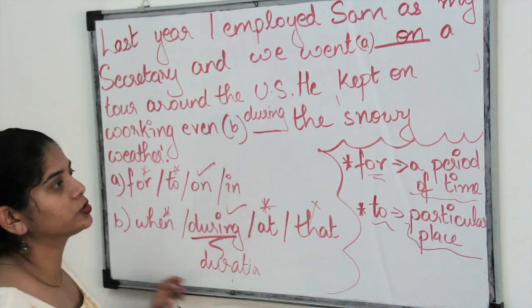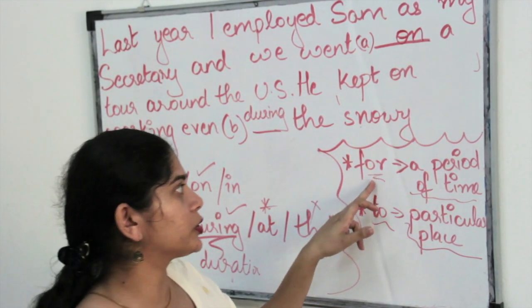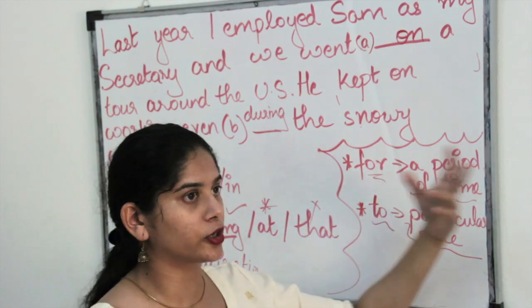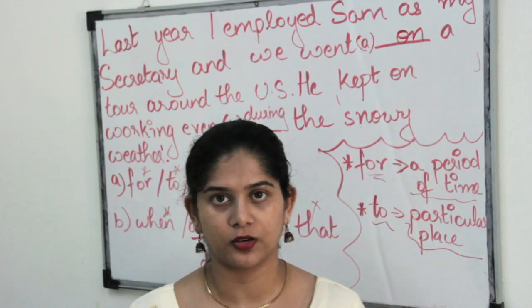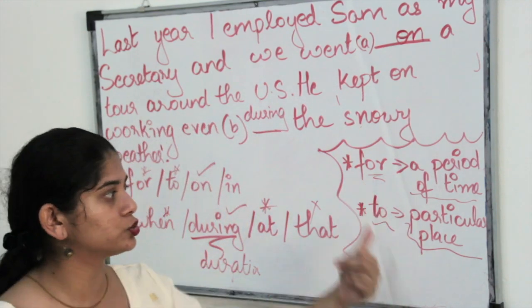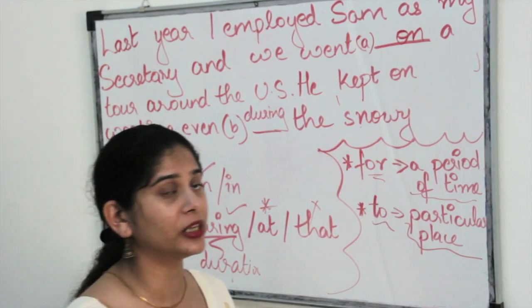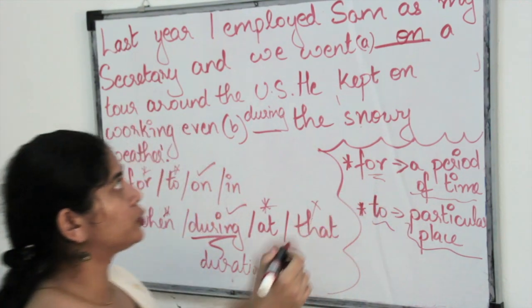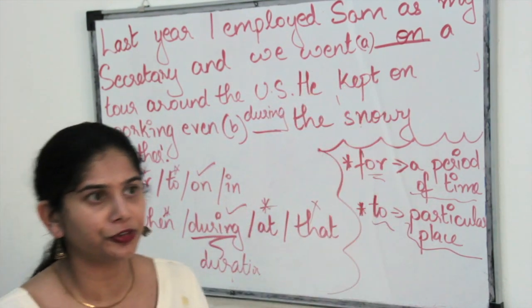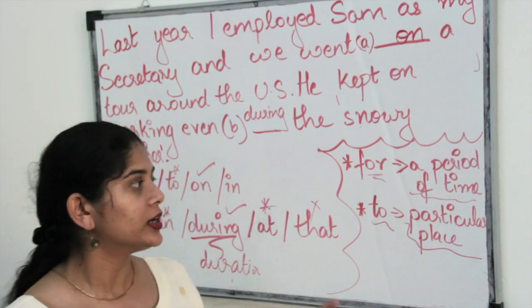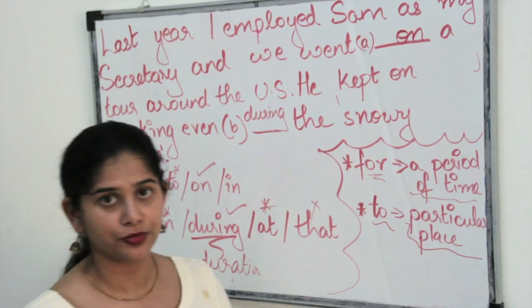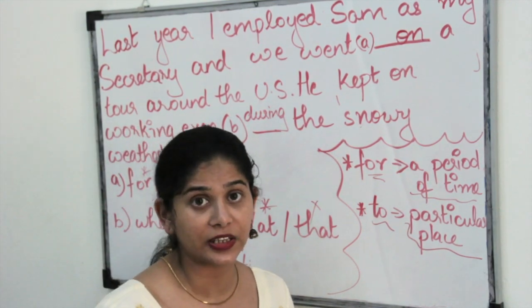Right? These are two things what I would like to tell you. You won't use to because it's basically for a period of time, and to basically a particular place. We went to the market. Okay, it cannot be used here. These are the two things which I would like to say where you normally make a mistake. Because when you read the very first time we went for a tour, you feel this is correct. But we went for a period of time is the right thing. Okay, so the answer will be we went on a tour. Okay, so I hope the gap filling is clear to you.